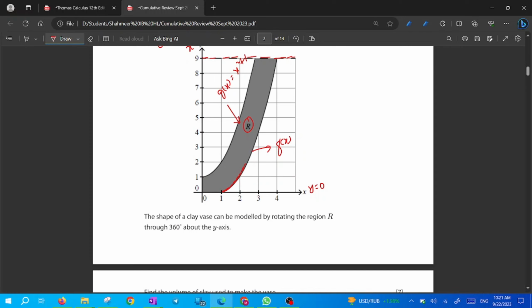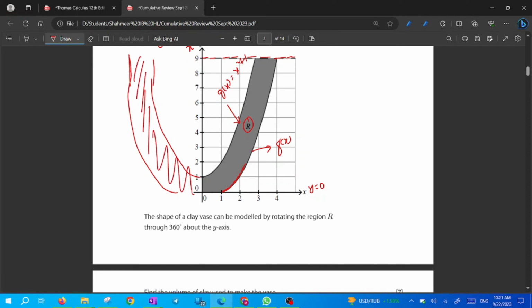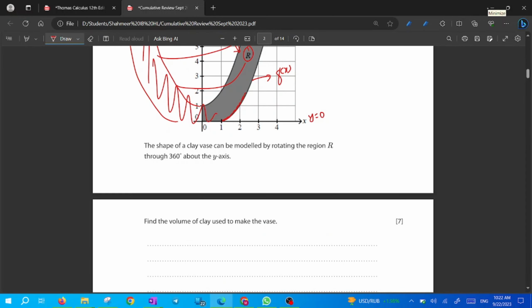The shape of the clay vase can be molded by rotating the region through 360° about the y-axis. We have to rotate it about the y-axis like this. About 360°, we get a 3D shape like this. So we have to find the volume of clay used to make the vase.